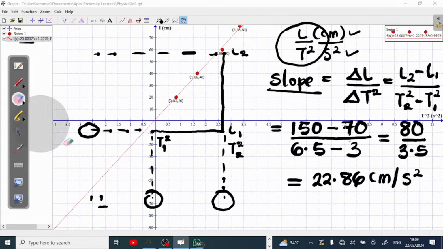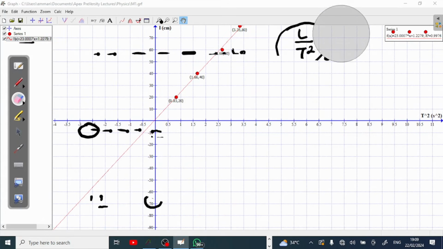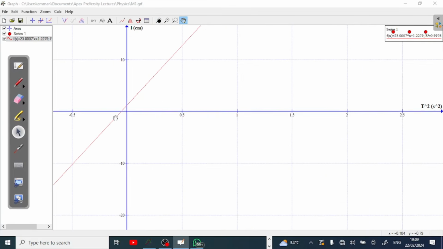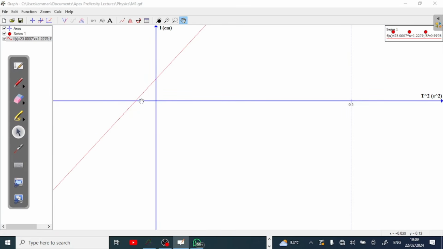Let me take off this calculation so we can see the screen properly. All right, let's try to zoom in. So you can look at this. If I zoom, you can see that this part here is the origin. So observe that the graph does not pass through the origin. It cuts somewhere. It's close to the origin, but it doesn't pass through the origin.